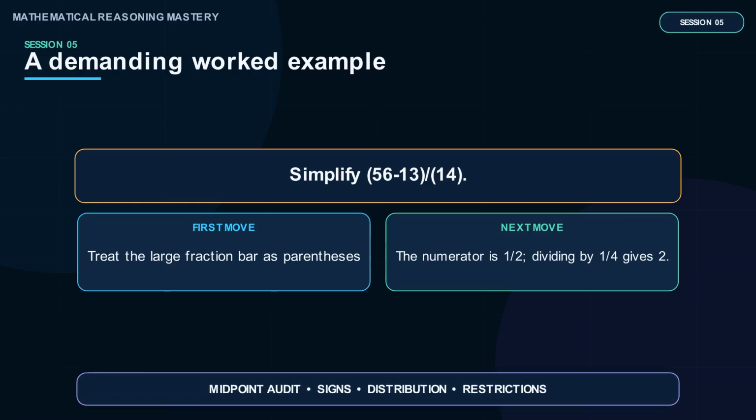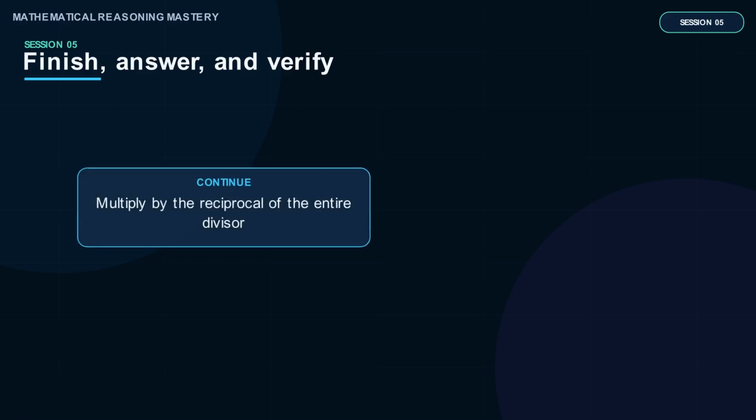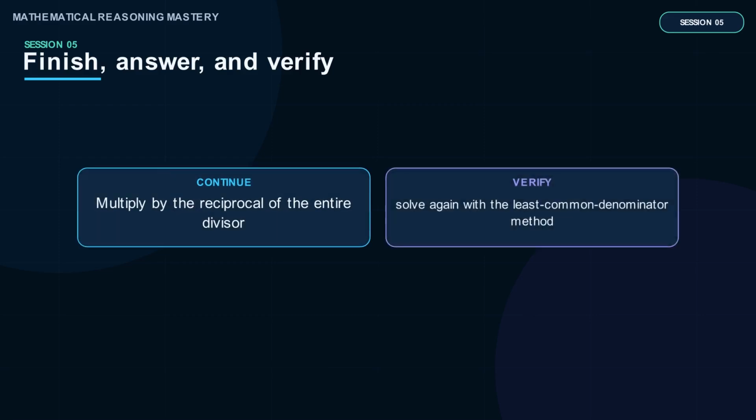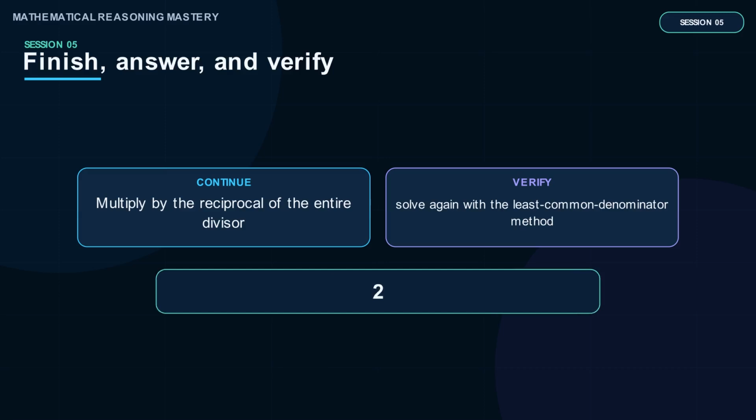Pause for a midpoint audit. Check copied values, signs, units, restrictions, and whether the current result is the requested quantity or only an intermediate value. Continue by applying this control. Multiply by the reciprocal of the entire divisor. The explanation supports one option without relying on its position. The mathematical conclusion is 2. State it with any required units, interval notation, or restrictions. The answer is 2. Compare it with the exact target and reject any choice that represents a common intermediate step.